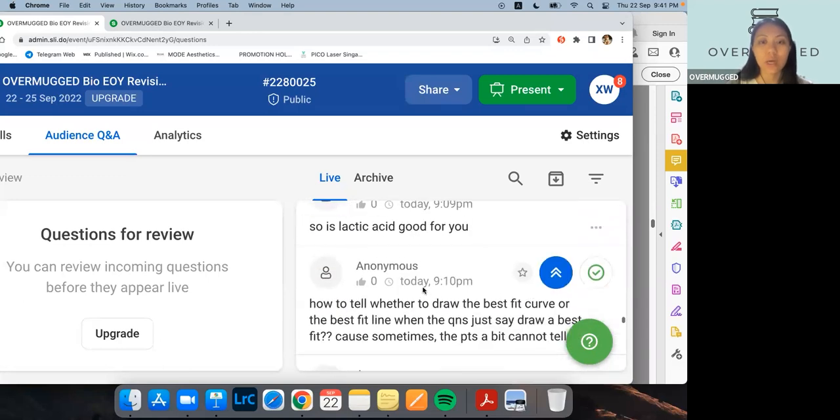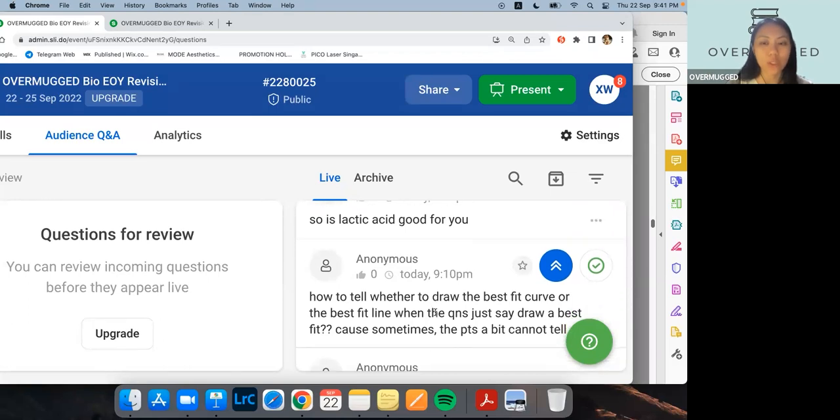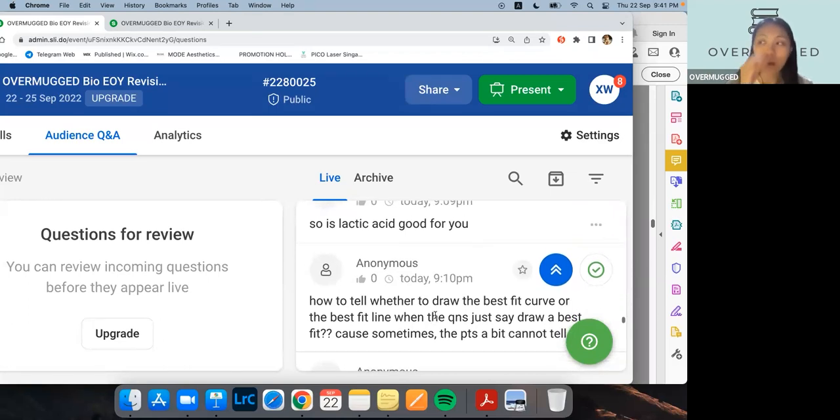So let me come to this one. How to tell whether to draw the best fit curve or best fit line when the question just says draw a best fit? If the points are all in one single line, then it is a line. If it has a shape, then it is a curve.